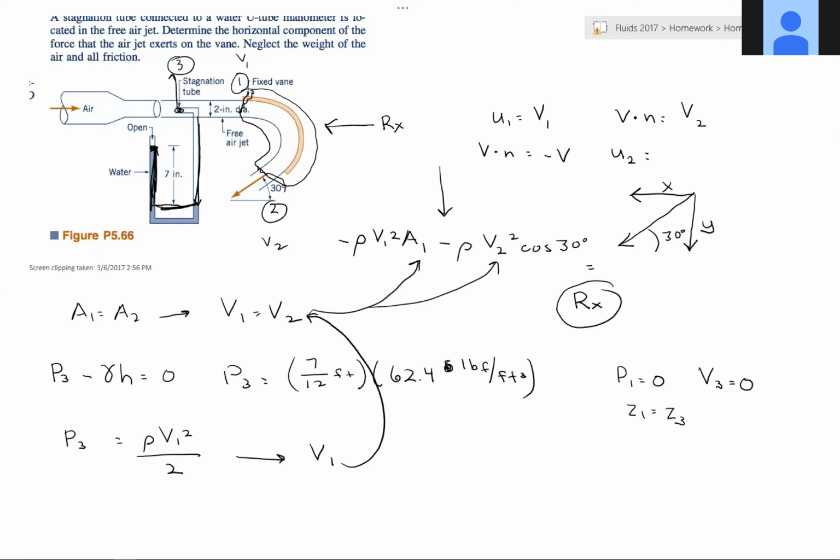Okay, so when you do these problems, as you can see, a lot of times you use continuity and or Bernoulli's to solve for some of those velocities that we're looking for. So does that make sense?